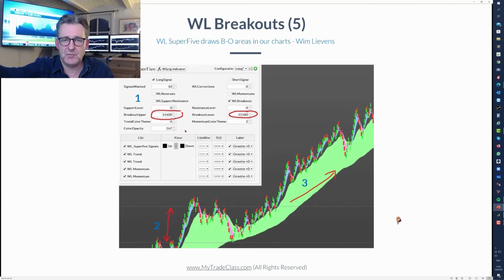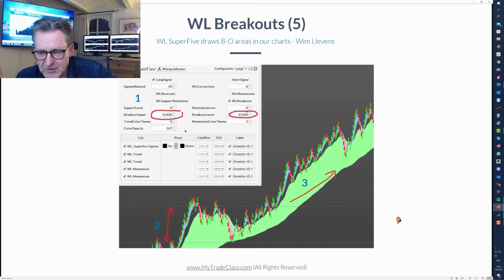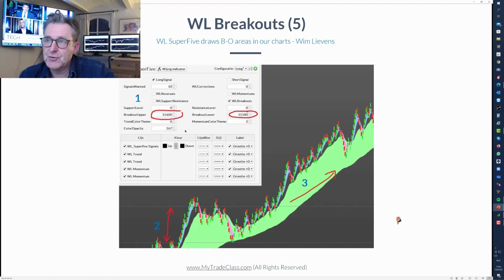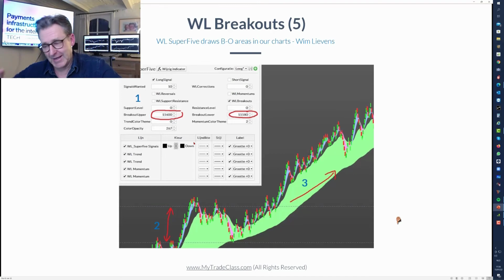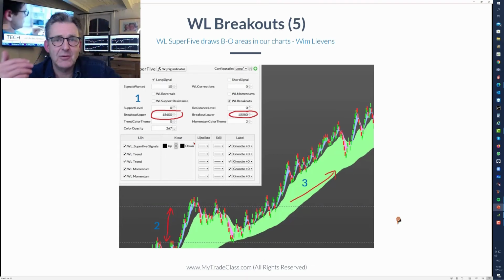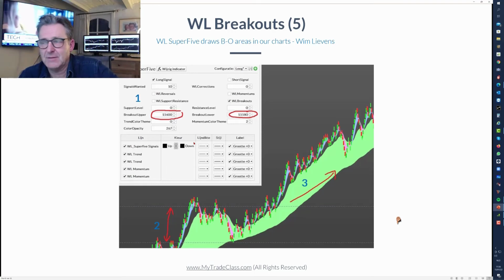What I would do, especially with these last two strategies, the breakout and the support and resistance level, is to set the long signal or short signal. I haven't said this here, but you see it on the top, it says long signal, short signal. Of course, when you want to trade a support level, you will only activate the long signal. Activating the short signal makes no sense.